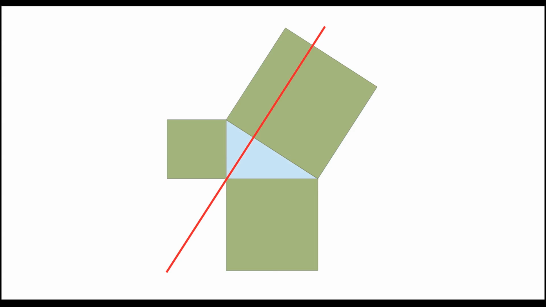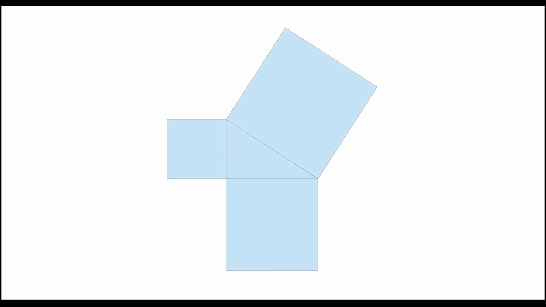Adding in the other side's results, we see that the area of the largest square is equal to the sum of the two other squares' areas. Therefore, the square of this shorter side plus the square of that shorter side equals the square of the longest side.